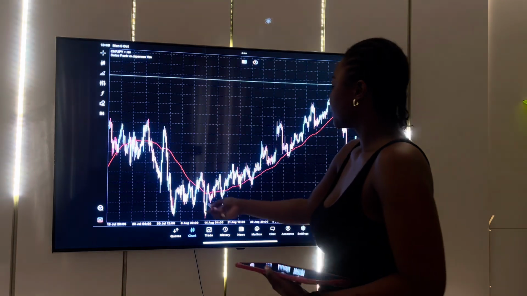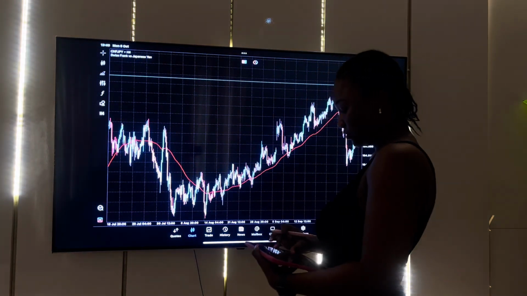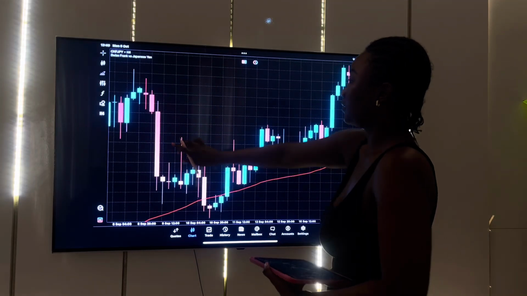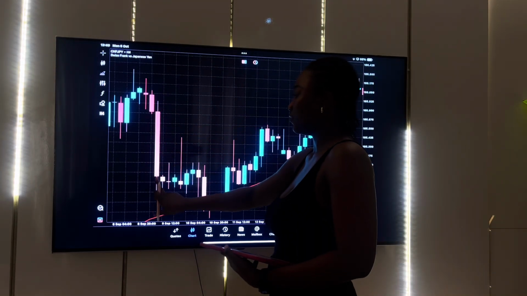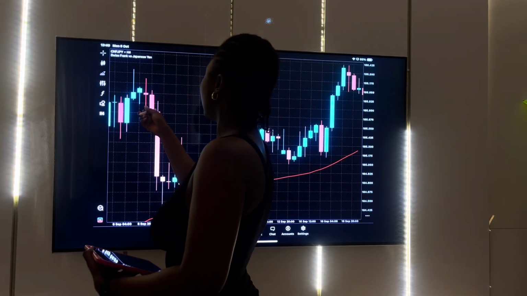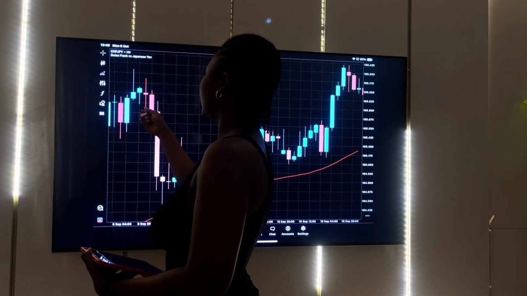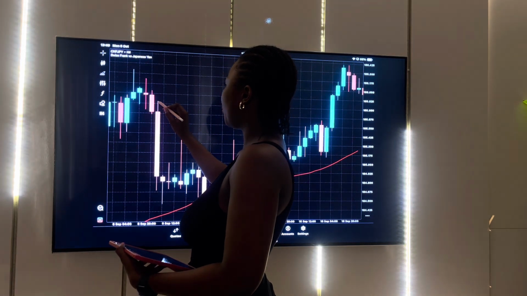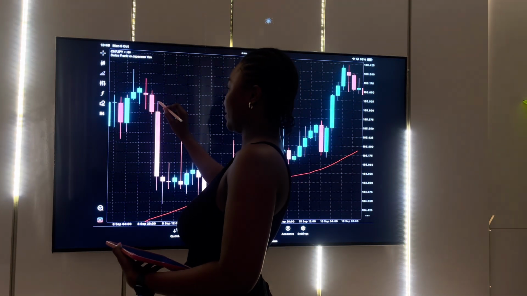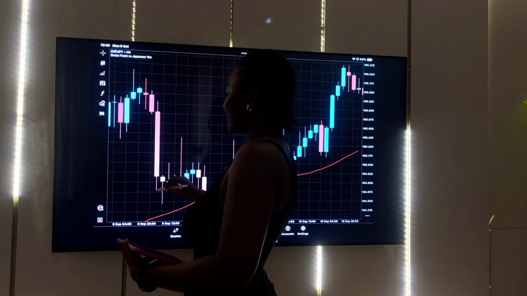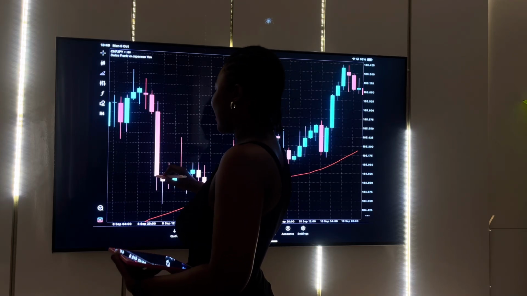Now these charts, let's go closer. For example, this chart, how do you understand it? This is the opening. This is where it opened. It went up, so this is the high. And then it went low, to this point. This is the low. And here is where it closed.